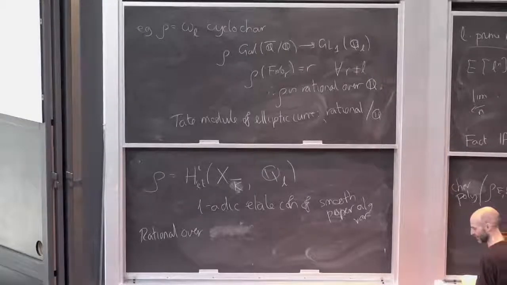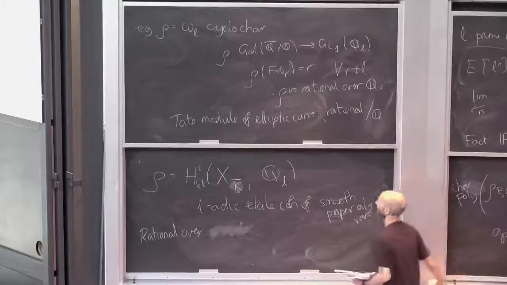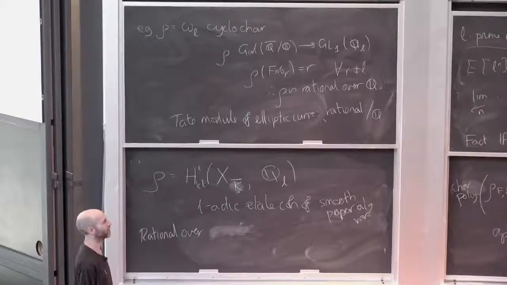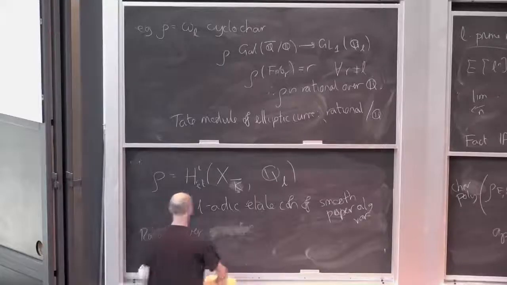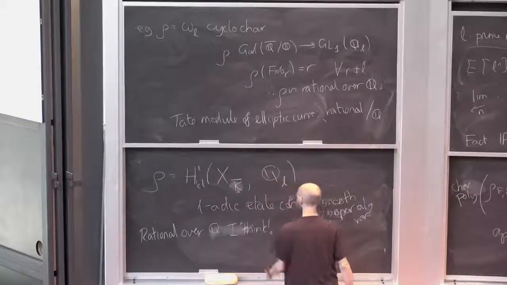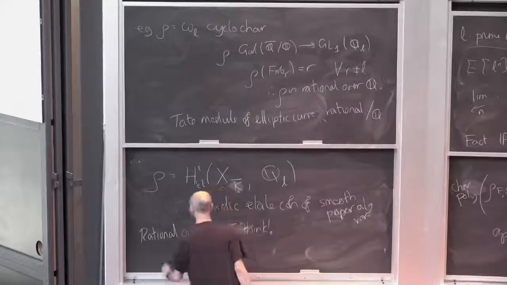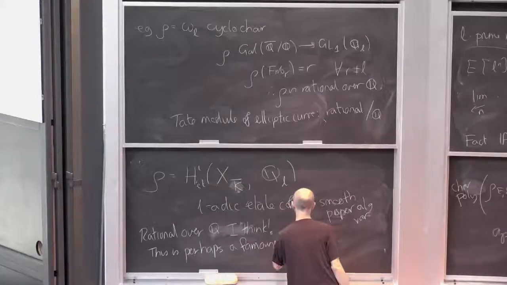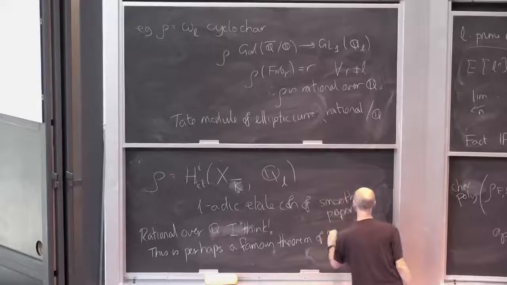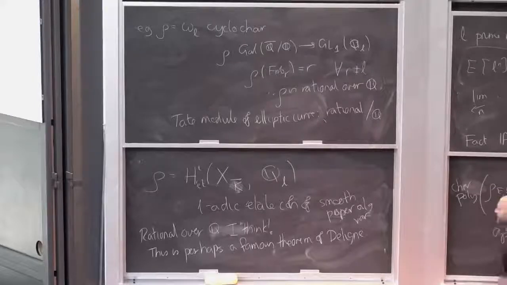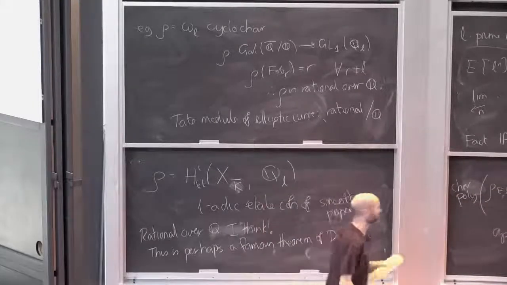I'm going to say this is rational over Q. I was going to say it's rational over a number field, but how can it possibly be rational over a number field if that number field isn't Q? This must be rational over Q, I think. I think this must be a famous theorem of Deligne. Or I might just be wrong.